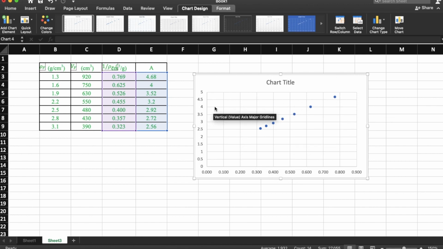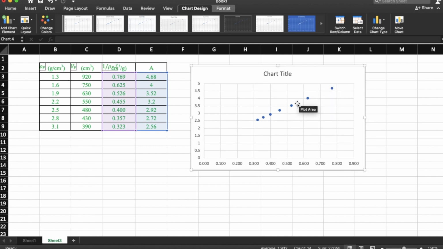Just to make sure, we are asked to make a plot of A versus 1 over rho final, and these values are indeed on the y-axis, and these values are indeed on the x-axis. And do not forget to make this plot appropriate. Change the title and the axis, and also add a trend line.